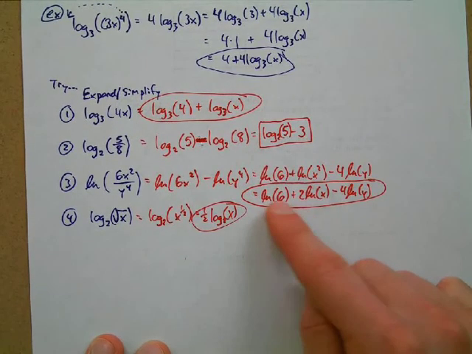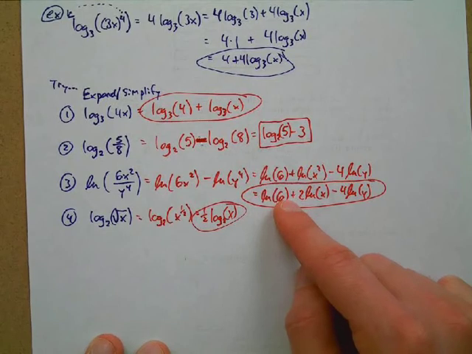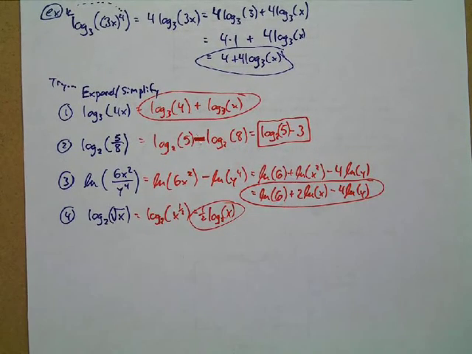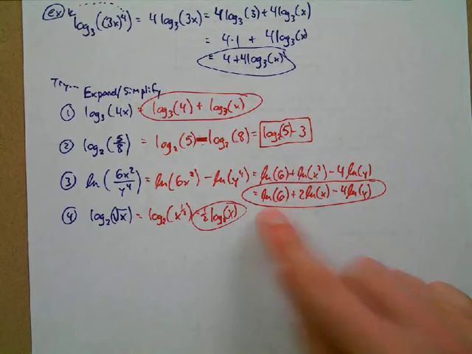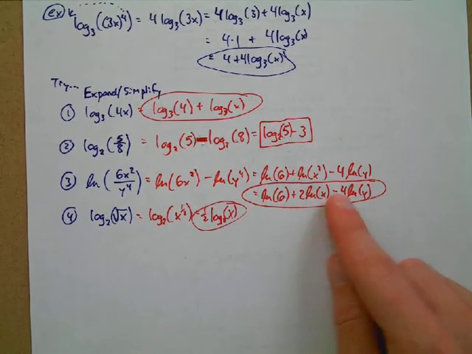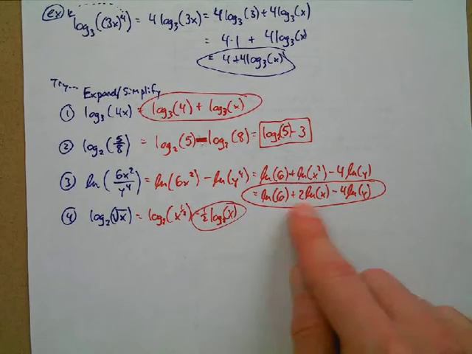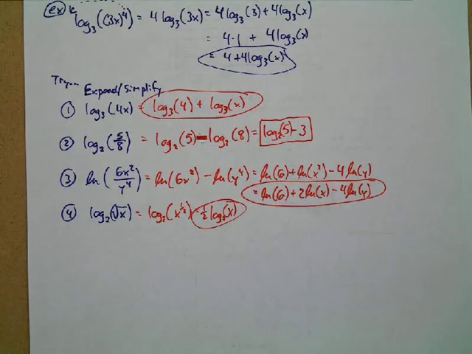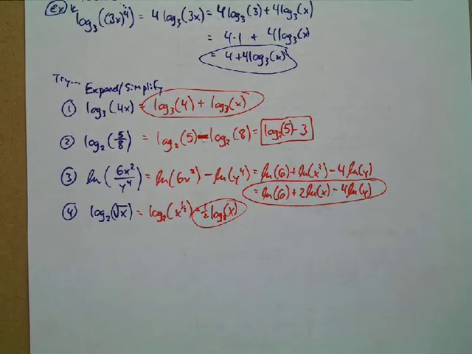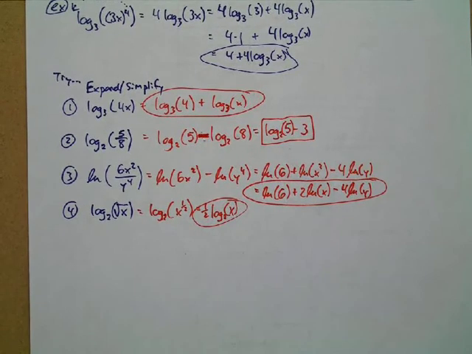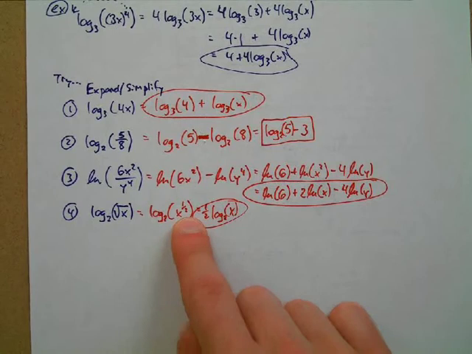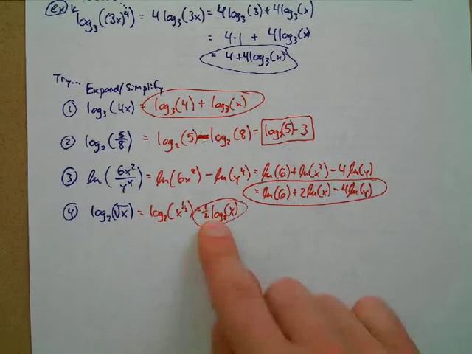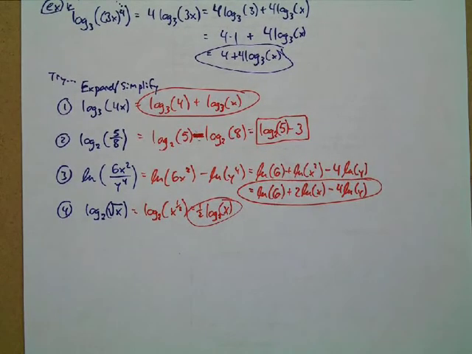Natural log of 6, we don't have a nice way to evaluate that. I mean, you can use your graphing calculators at this point, because there's a button for natural log. And then 2 natural log x minus 4 natural log y. Okay, so there's that answer there. But we don't know the power of e that gives us 6, so we need to leave that. Lastly, number 4, remember square roots are the same thing as 1/2 exponents. So we can bring that 1/2 out front, and then there's your answer, 1/2 log base 2 of x.